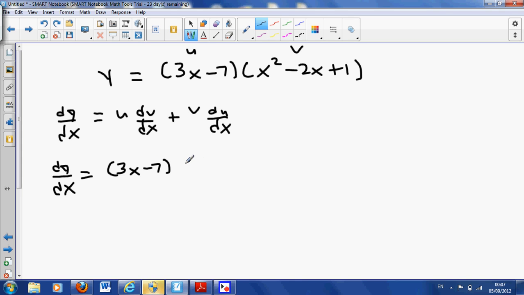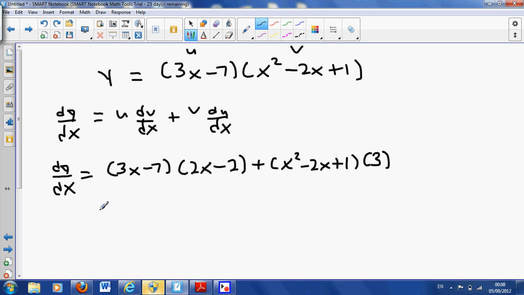Okay. For dv/dx, differentiate x squared. x squared turns into 2x. Differentiate minus 2x turns into minus 2. The 1 crosses off and it leaves it here. Okay. Plus v. v is x squared minus 2x plus 1. And now we're going to differentiate u. When you differentiate 3x, you get 3. When you differentiate 7, it crosses off.